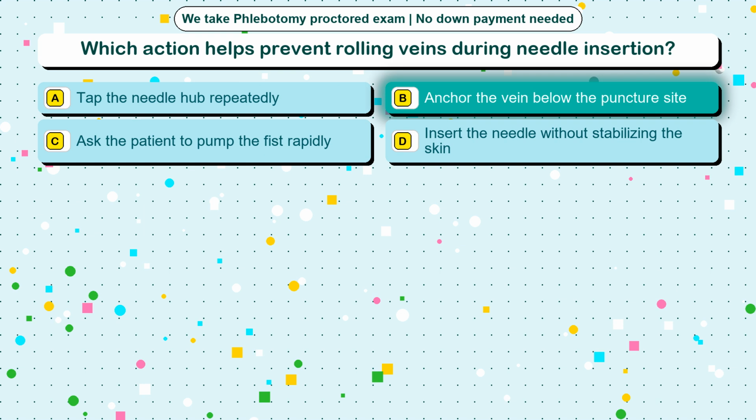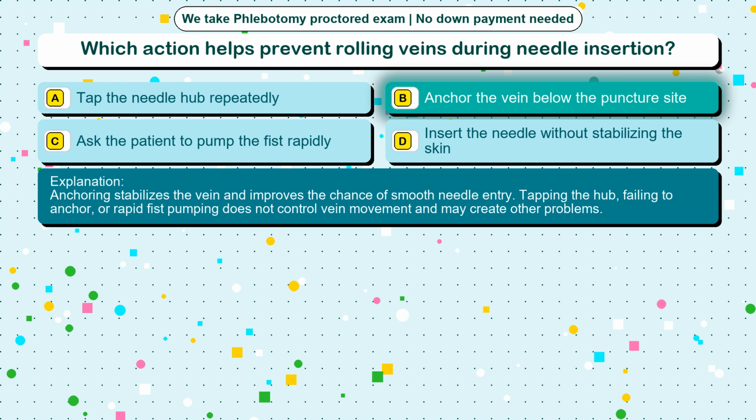The correct answer is option B. Anchor the vein below the puncture site. Anchoring stabilizes the vein and improves the chance of smooth needle entry. Tapping the hub, failing to anchor, or rapid fist pumping does not control vein movement and may create other problems.